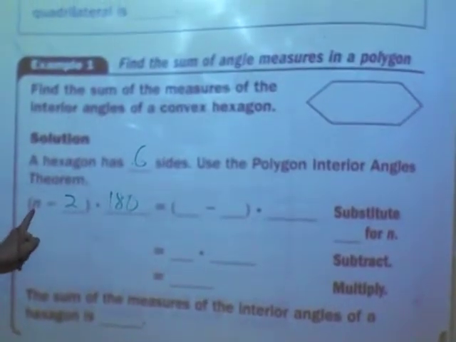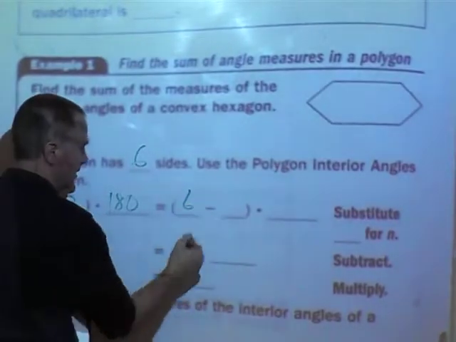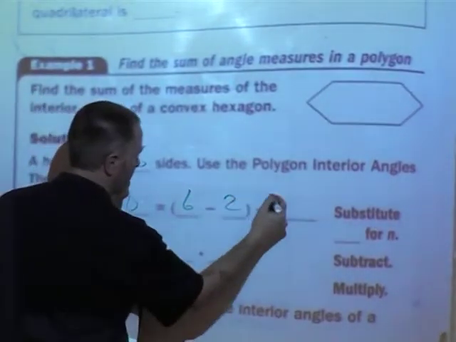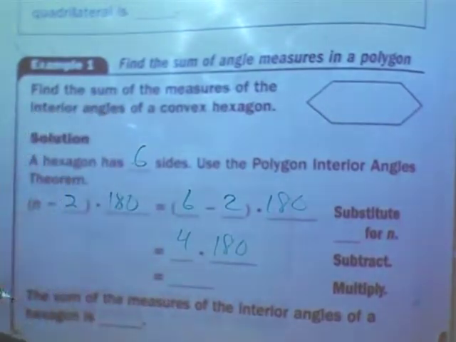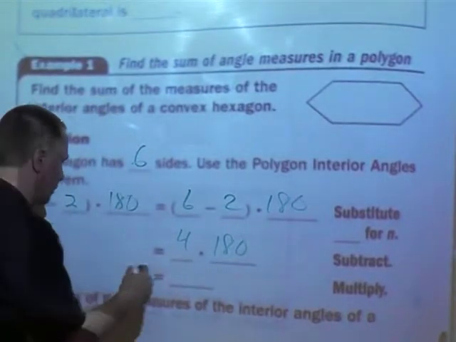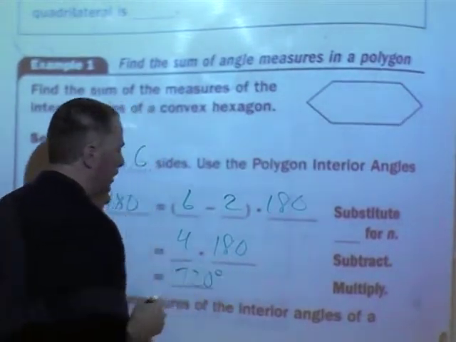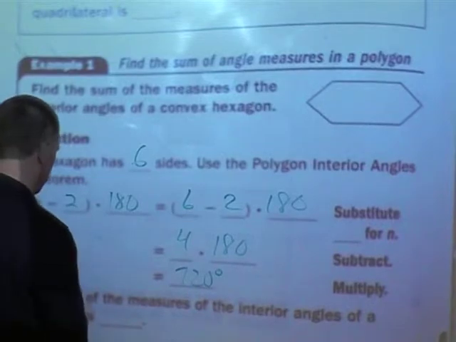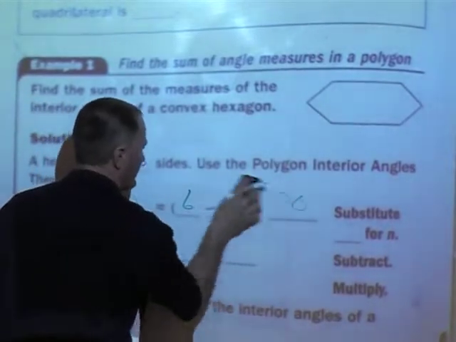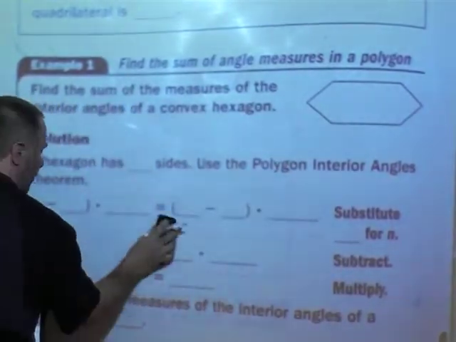N does. So now we're going to put this right here. So 6 is the sides of the hexagon. Oh, okay. Minus 2 times 180. So 4 times 180. And what is 4 times 180? 720 degrees. So there's 720 degrees in that hexagon. Okay? Good enough for that? Pretty simple, right? So you just got to know those formulas.